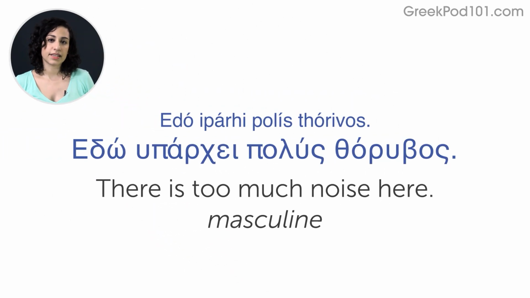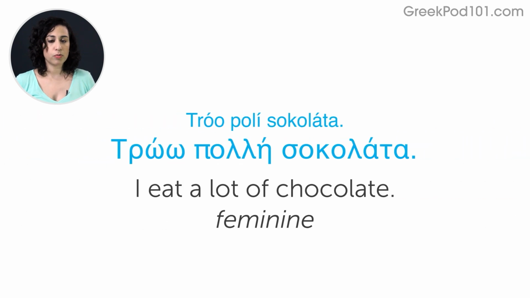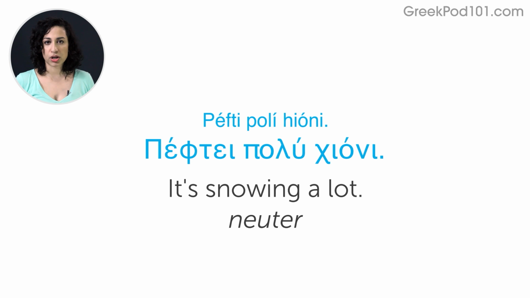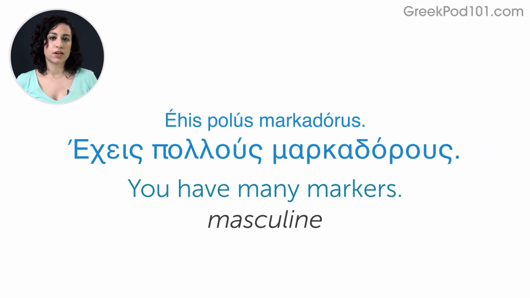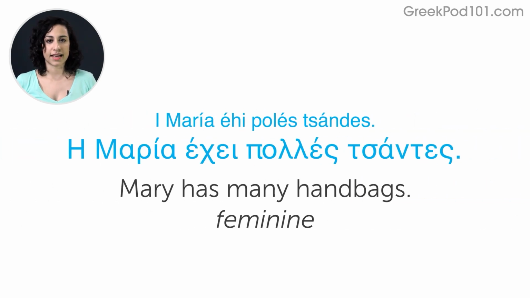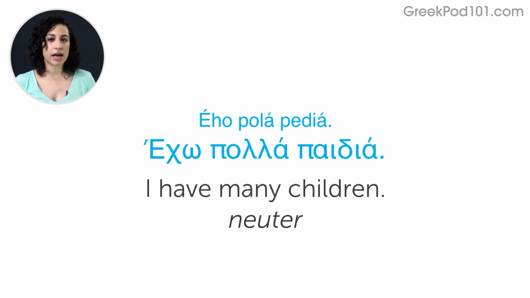Let's see some sample sentences. Εδώ υπάρχει πολύς θόρυβος. There is too much noise here. Τρώω πολύ σοκολάτα. I eat a lot of chocolate. Πέφτει πολύ χιόνι. It's snowing a lot. Έχεις πολλούς μαρκαδόρους. You have many markers. Η Μαρία έχει πολλές τσάντες. Mary has many handbags. Έχω πολλά παιδιά.